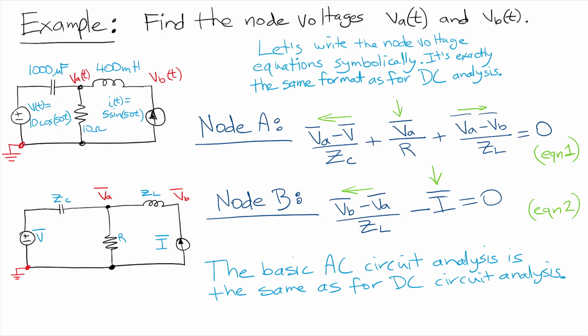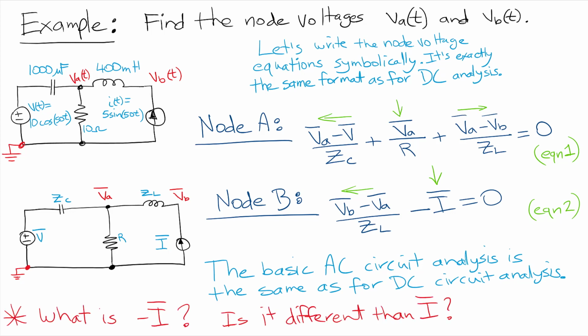So now, there was something odd, wasn't there? What is negative I, this negative I phasor? Is it different than just a positive I phasor? Okay, and we said that the current is flowing up, right?